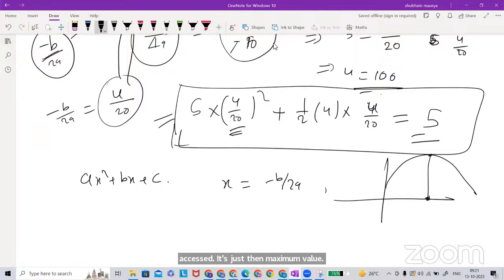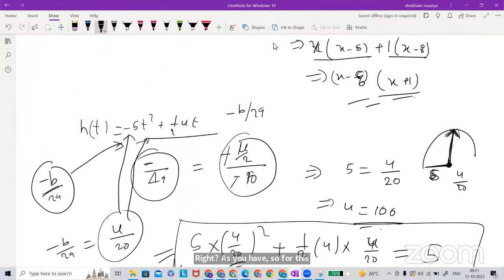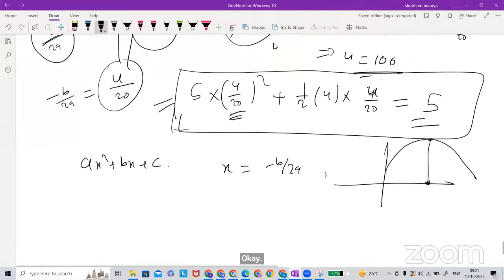So for this function, this quadratic, can you calculate the axis of symmetry? We can calculate, right? Which is going to be u upon 20. And if you substitute in that u upon 20, that is going to be the maximum value, right? As I just now said.